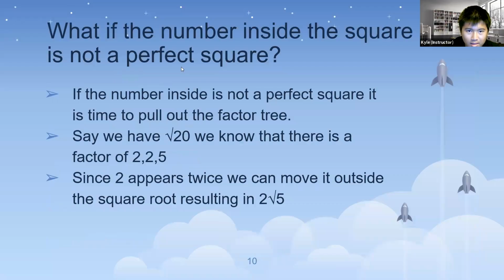Here's the tricky part. What happens if the number inside the square root is not a perfect square and does not simplify evenly? What happens now is that you have to plot the factor tree. I believe everyone here has learned the factor tree, right? I taught this in a previous week, I believe week 2, the factor tree.